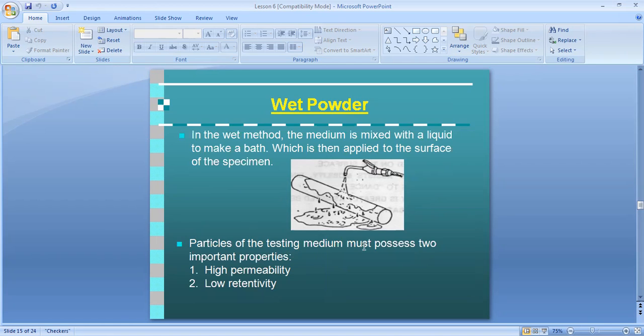The particles of the testing medium must possess two important properties: high permeability and low retentivity. Why are we using high permeability particles and low retentivity? Please, can anybody try to explain?